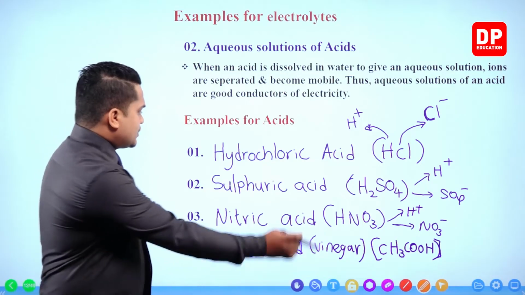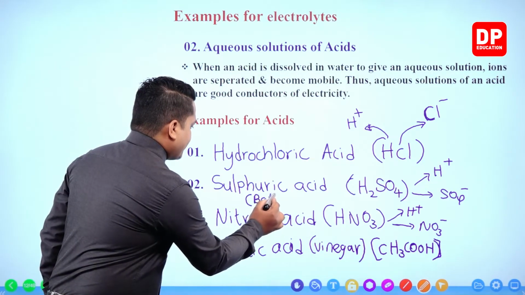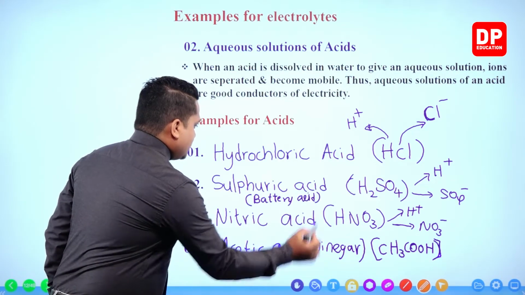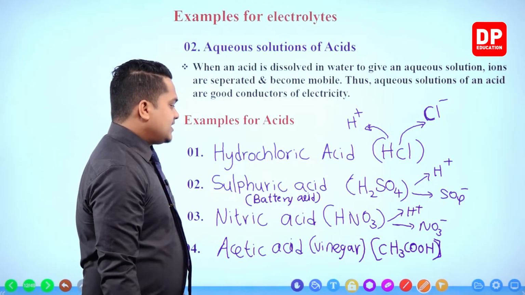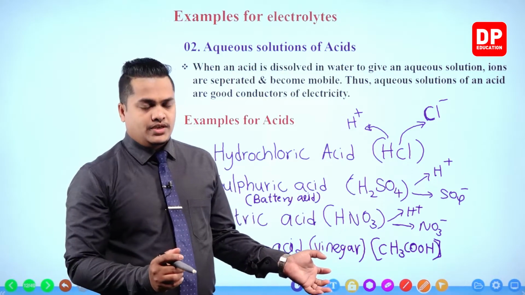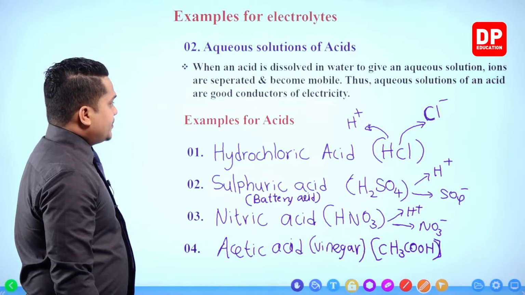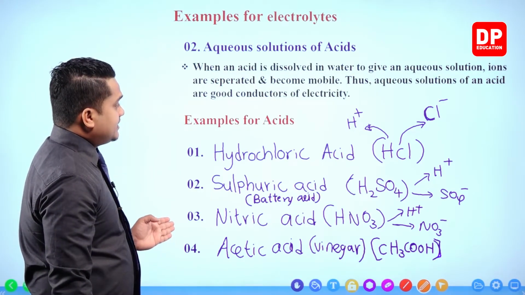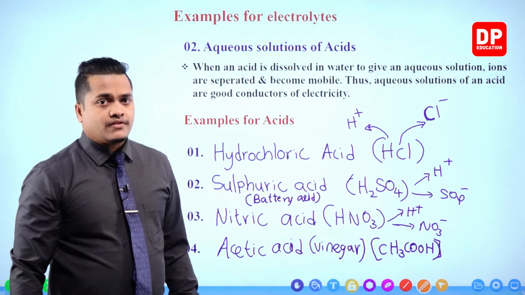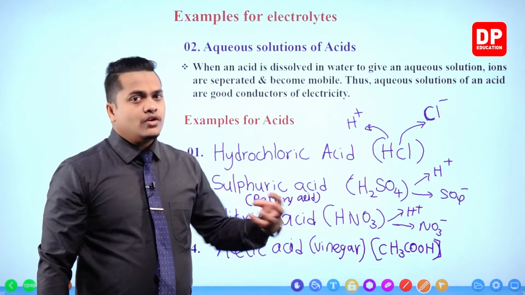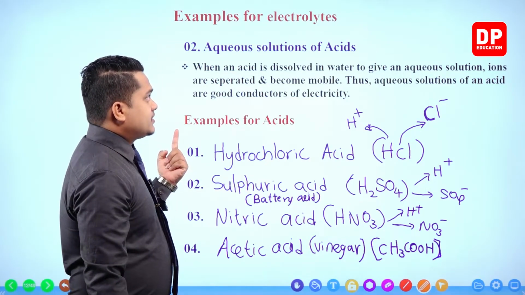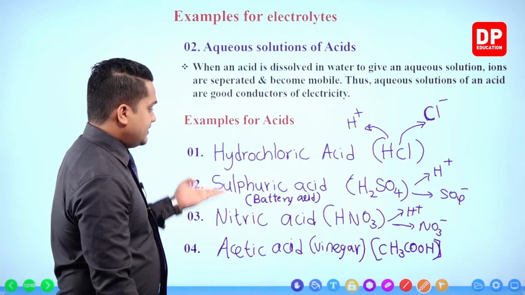This sulfuric acid is also called battery acid. It is referred to as battery acid because for batteries, lead acid accumulators, we add sulfuric acid. So this is the second example for electrolytes. The first example was solutions of ionic compounds, which can be fused or aqueous. Then the second example is aqueous solutions of acids, acids like these.